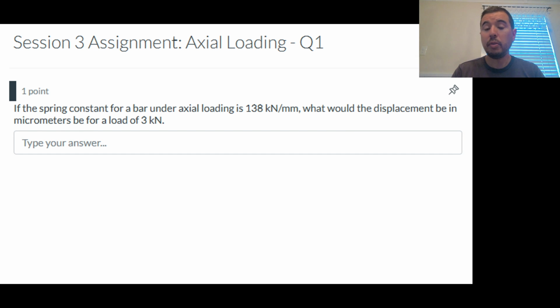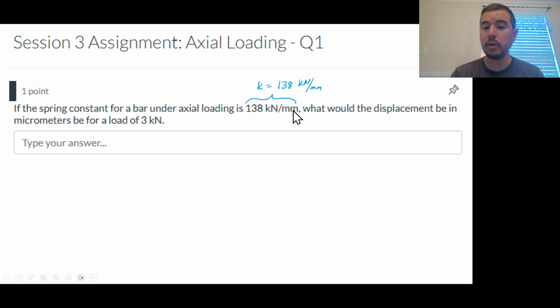In this problem, we are going to work to understand the relationship between force on a bar, its spring constant, and the displacement or deformation of the bar. So we have given here a spring constant for a bar under axial loading of 138 kilonewtons per millimeter. So we know that the K will be 138 kilonewtons per millimeter. And we're asked what would the displacement be in micrometers for a load of 3 kilonewtons.